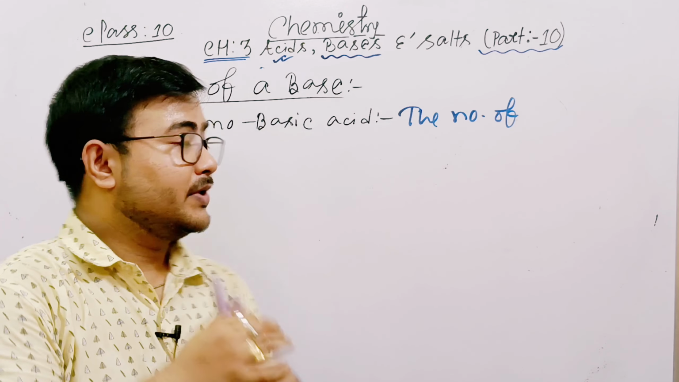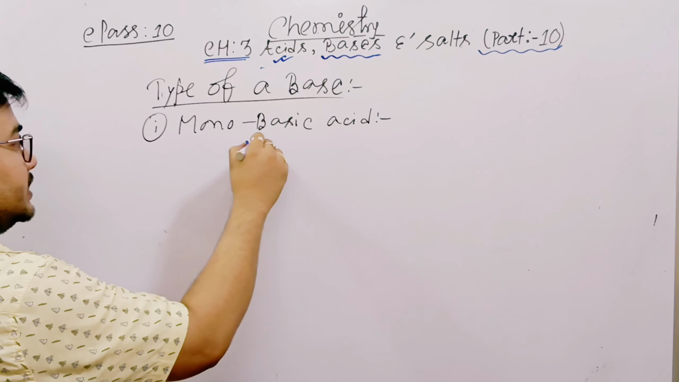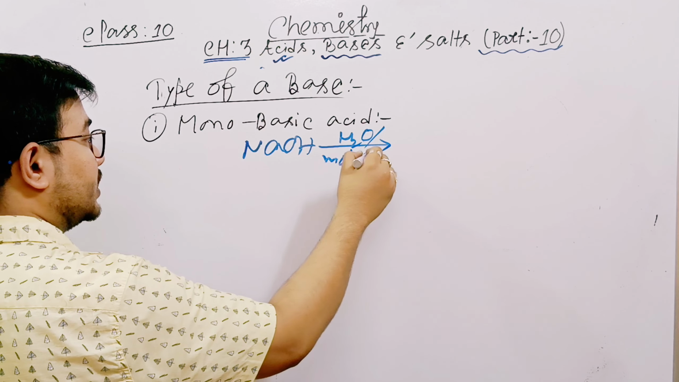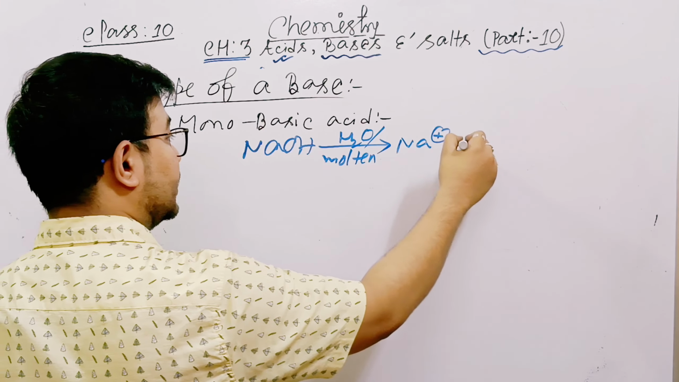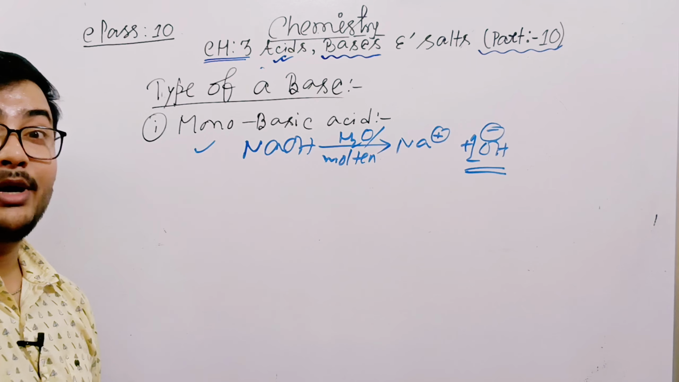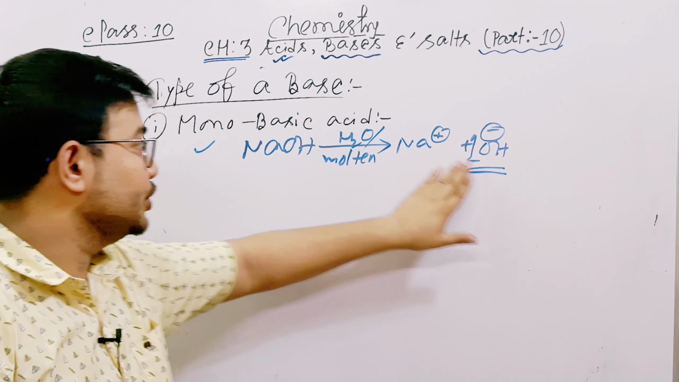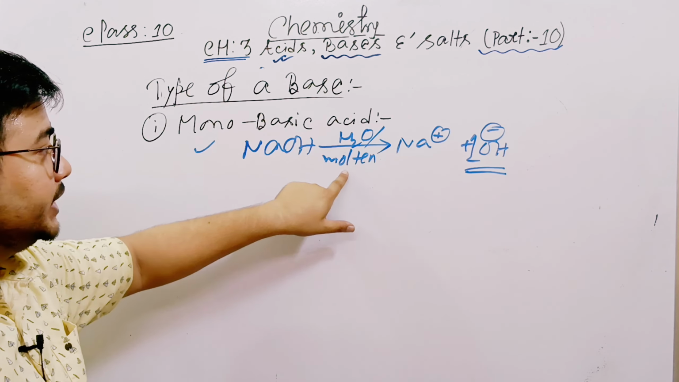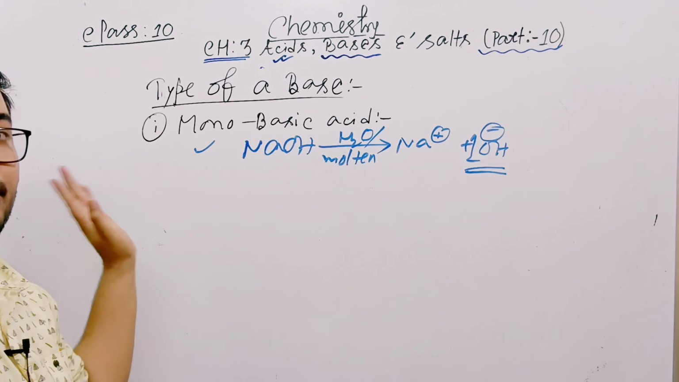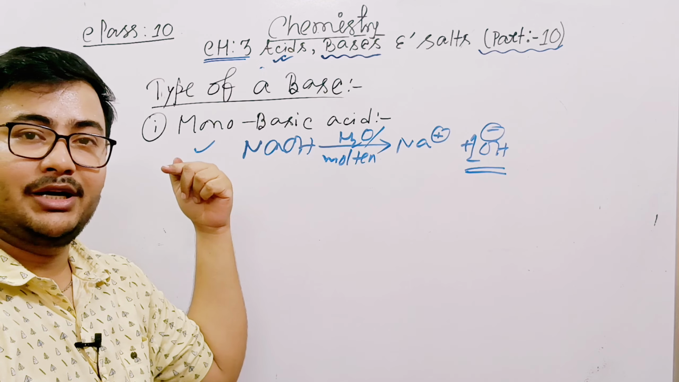First, not the definition, first give the example for you. Already you understand this definition. Suppose NaOH in aqueous, or I already told in molten, it cleaves to form Na plus and OH minus. So what is the number of OH minus here? 1, so monobasic. So what is the definition? The number of OH minus ions produced from a base in molten or aqueous state is 1. If it is 1, then it is called monobasic. If it is 2, then dibasic. If it is 3, then tribasic. Do you understand? Okay.